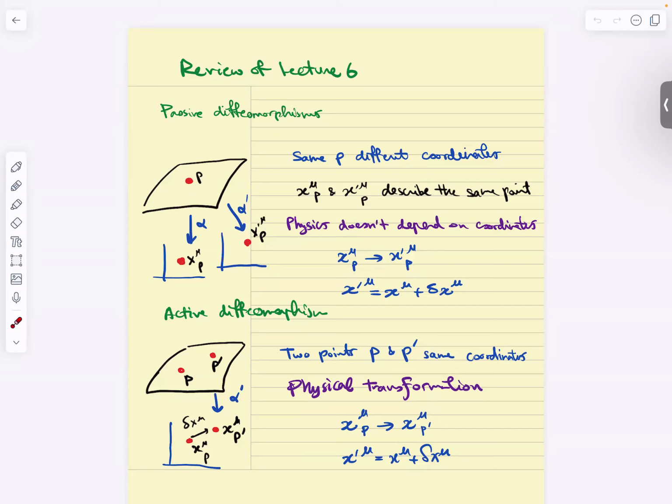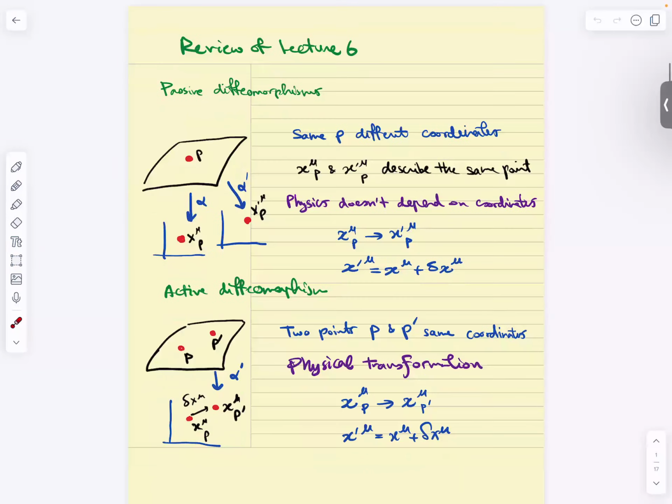Now, when we write equations of physics, we don't put the p in there. Whether it's active or passive is context, right? So from the physics equation point of view, this is nothing but x'^μ is x^μ plus δx^μ. Then I have to say whether I'm thinking actively or passively, right?